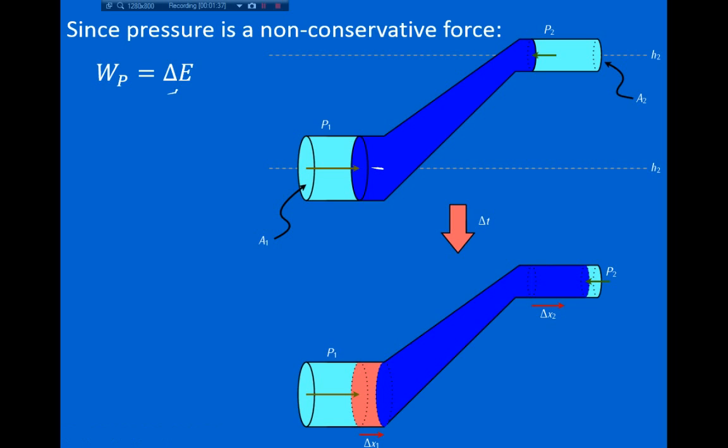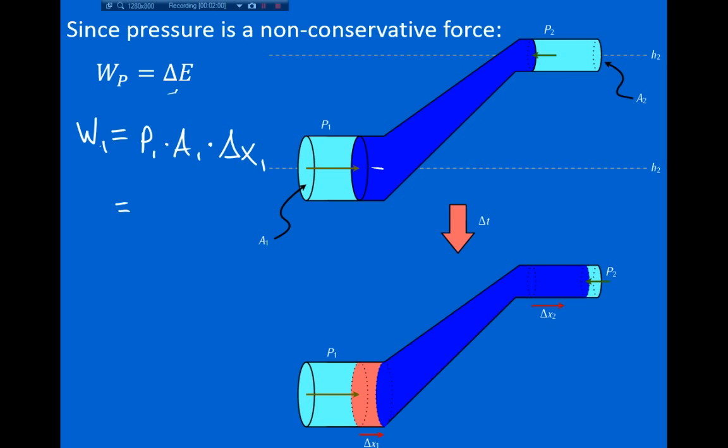So remember, work is equal to force times displacement. So the work that is done down here, I'm going to call this the work that is done in section 1, down here at the bottom, is equal to the force that is being exerted on the water, so that's equal to the pressure, P1, times the area, A1, times displacement, so we'll call that delta x1.